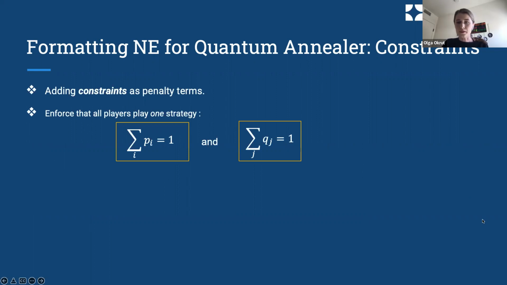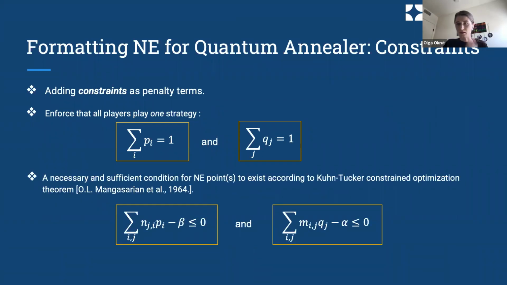The first constraints are relatively simple. They just say that each player must play one strategy only. That is, a player cannot consider two different actions simultaneously. The second constraint arises under the Kuhn-Tucker constrained optimization theorem that ensures the existence of Nash equilibrium points in a game. You can read about this theorem in our paper for more details.